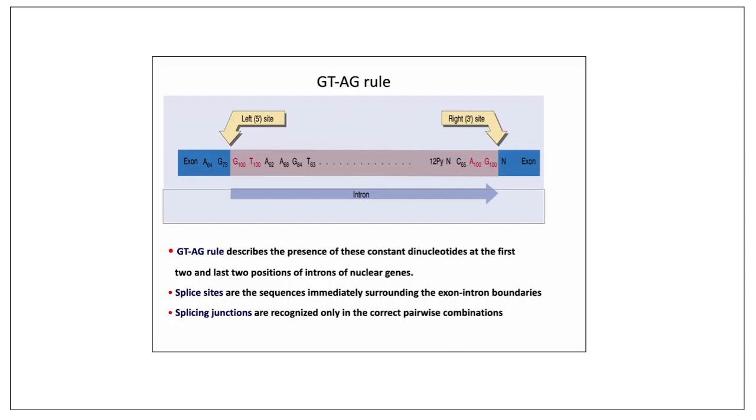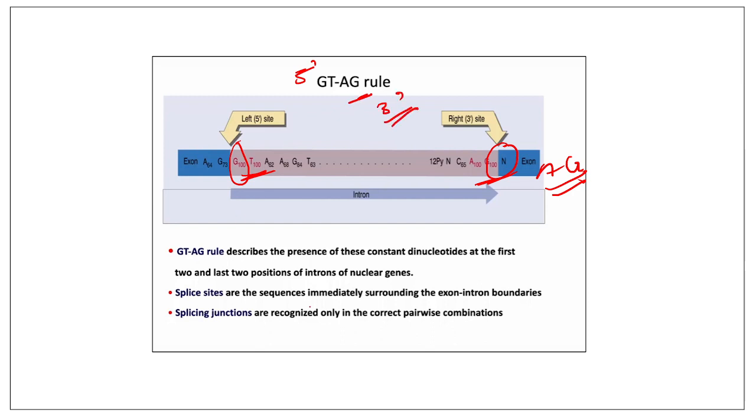Then again, the GT-AG rule. What is this GT-AG rule? The earlier diagram that I showed was just to make you understand a little bit more clearly about the splicing that happens. Okay, now what is this GT-AG rule? The GT-AG rule describes the presence of constant dinucleotides at the first and last two positions of introns. So you see, this is your intron, this is the 5 prime site of the intron, and this is the 3 prime site of the intron. At the 5 prime site GT is always present, and here AG is always present. This is your GT-AG rule. So GT is present at the 5 prime site and AG is present at the 3 prime site.